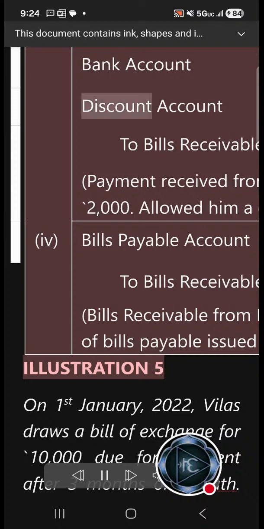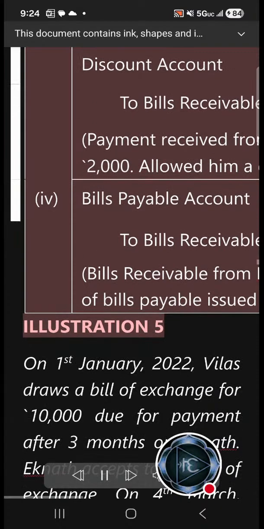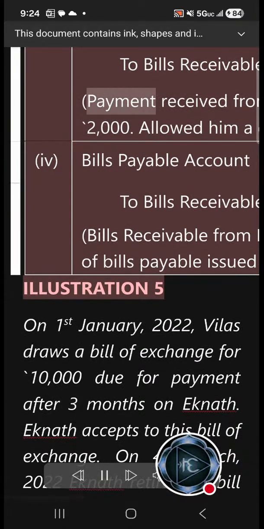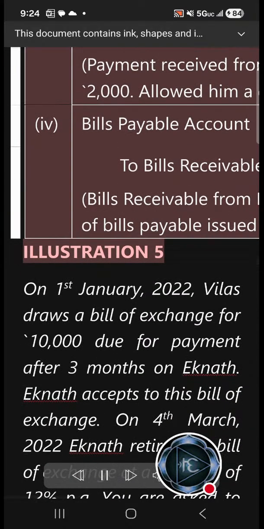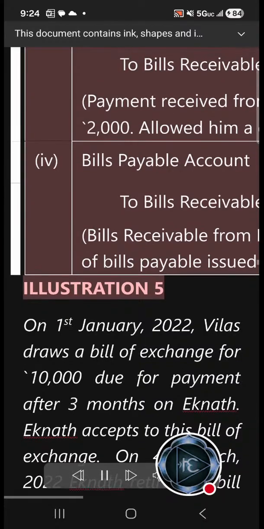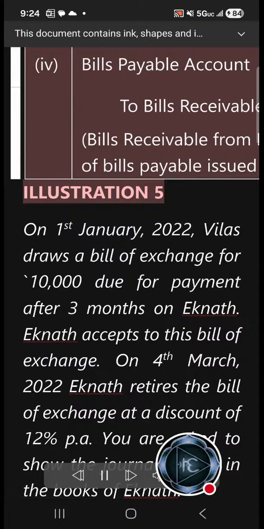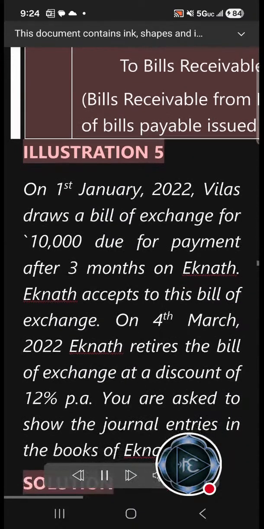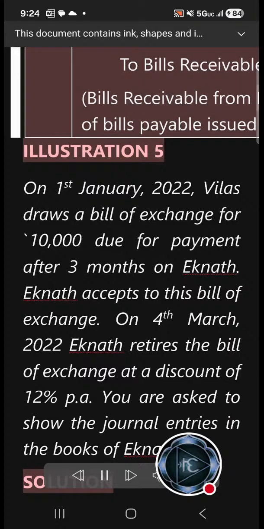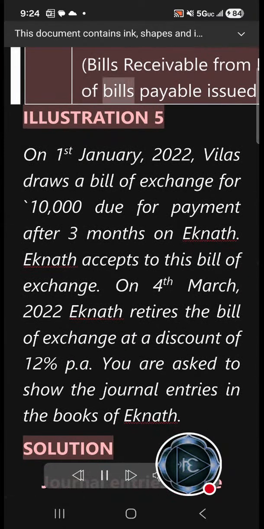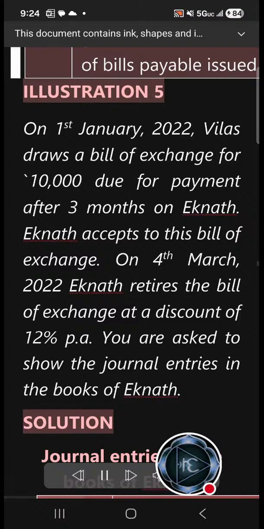Bank account: Dr. 1,990. Discount account: Dr. 10. To bills receivable account: 2,000. Payment received from D. Dalal against his acceptance for 2,000. Allowed him a discount of 10. 4. Bills payable account: Dr. 5,000. To bills receivable account: 5,000. Bills receivable from Modi endorsed to Patel in settlement of bills payable issued to him earlier.